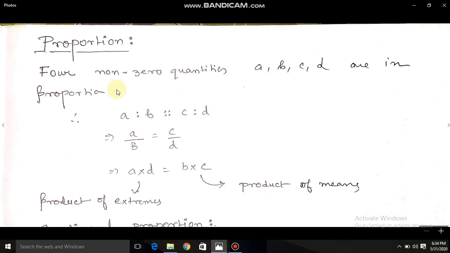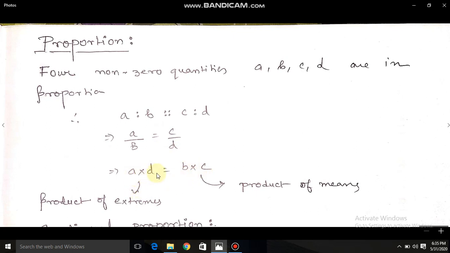Now proportion. After ratio we will talk about proportion. What do you mean by proportion? When I talk of the word proportion, I mean four non-zero quantities. Four non-zero quantities A, B, C, D are in proportion if A is to B is equal to C is to D. The ratio of the first two quantities will be equal to the ratio of the last two quantities. So A by B is equal to C by D, so A into D is equal to B into C.